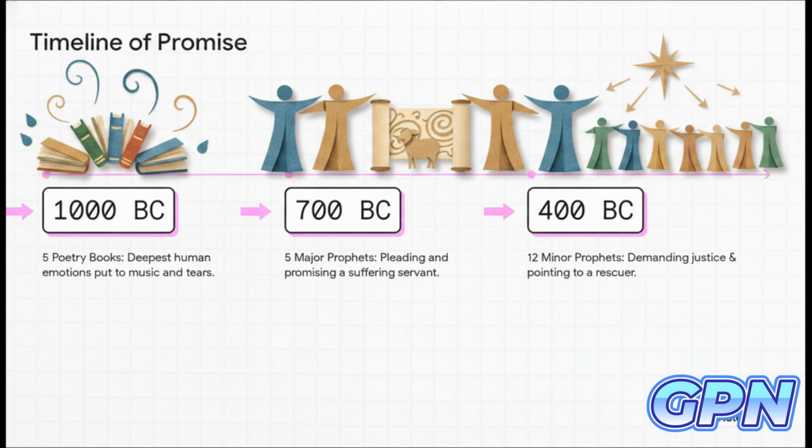Then we hit the prophets. The 5 major prophets, like Isaiah, are essentially pleading with the nation and making staggering promises about a new covenant and a suffering servant. Finally, the 12 minor prophets demand justice and point directly to a coming rescuer. Here's the key. Every single prophet on this timeline is leaning forward. They are all waiting, pointing ahead, promising that the story isn't finished.